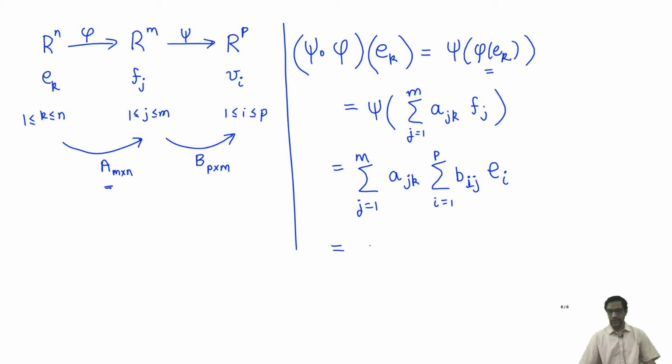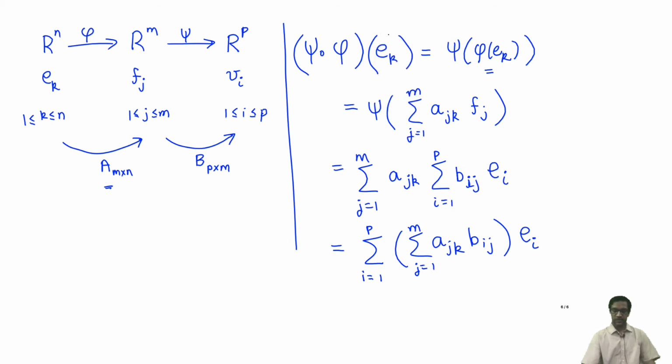Okay, so now you'll already start seeing a problem. I just changed the order of summation. This i goes from 1 to p, and inside is summation j equals 1 to m of a_jk b_ij times ei. Okay, and now we are done. That's the end of the computation, because I'm trying to find out what the composed map does acting on ek. Sorry, these should have been v's here, so this should have been vi. It's an element of Rp.